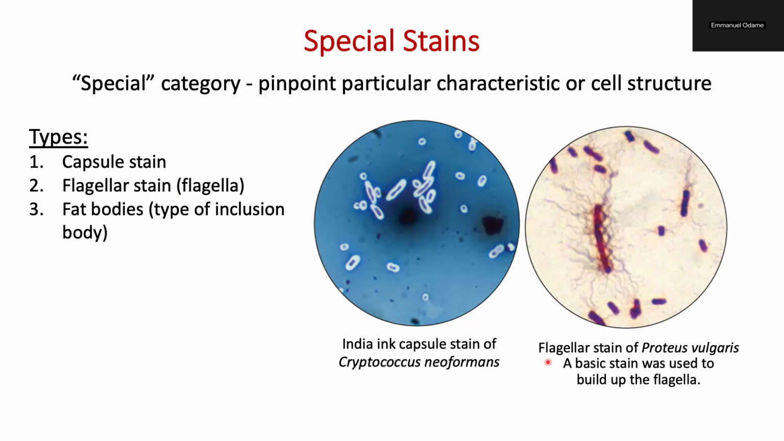And then in this figure, we have a prime example of the flagella stain of Proteus vulgaris. Basically, it is a stain which is used to build up flagella. So as you can see, it's staining the flagella of the bacteria, compared to these ones which don't have any flagella on them.